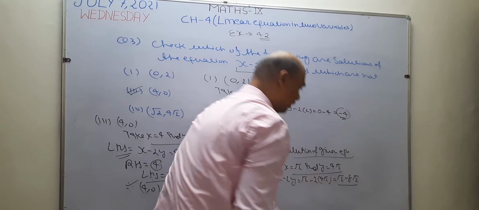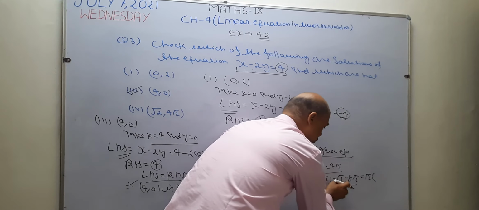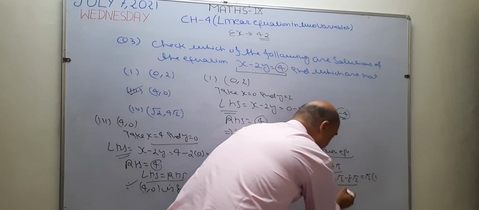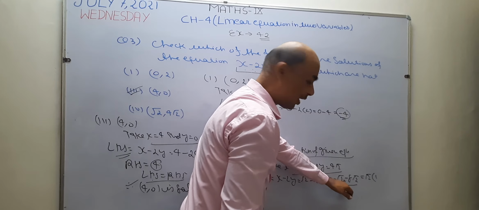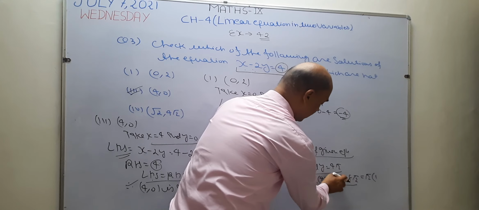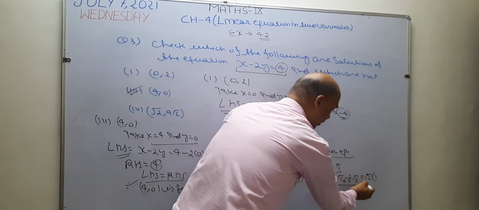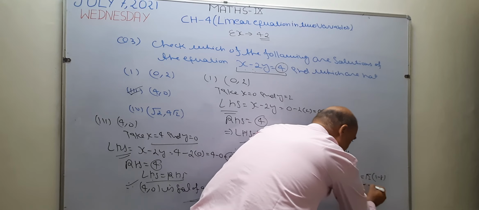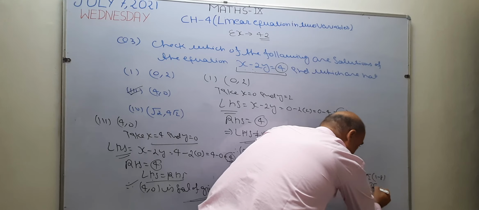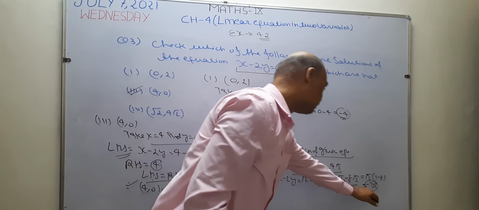Now what is common between these two? Root 2 is common. Take root 2 common. When I take root 2 common, what is left? 1, because 1 is a factor of every number. When I take root 2 common from the second term, what is left? Minus 8. As you know, plus into minus is minus. So this becomes minus 7 root 2. The left hand side becomes minus 7 root 2.